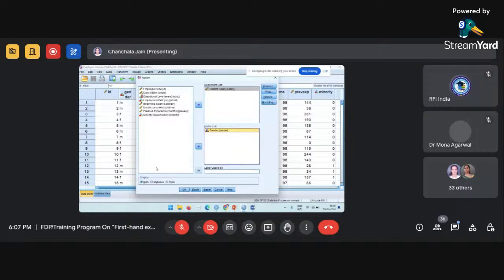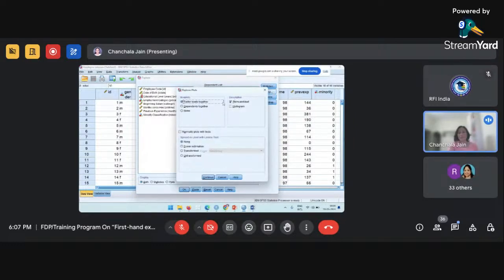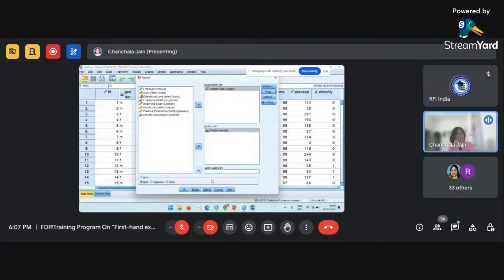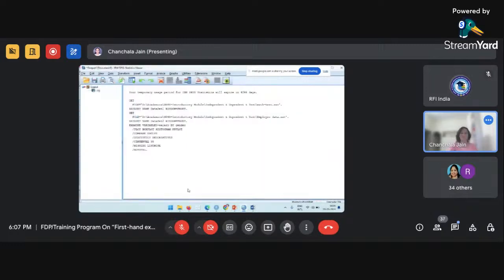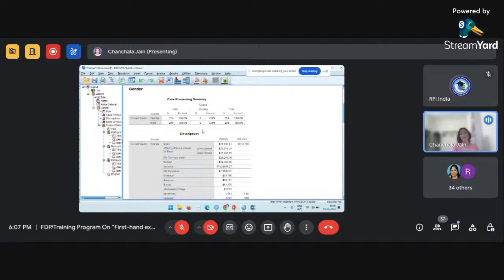Yes, ma'am. So now we need to click on the plots button. Here I'm deselecting this family and selecting the histogram, and then selecting this normality plots with tests. It is fine. May I click on continue? So I think now we need to only generate the output. So I'm clicking on the OK button. Yes, we have got the output.